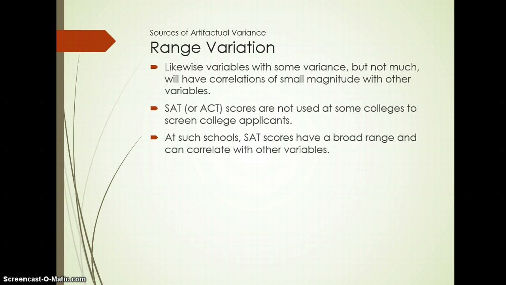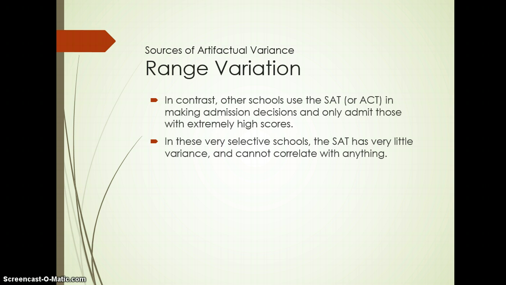So specifically, colleges that would not use them to screen applicants. In contrast, other schools use SAT scores in making admissions decisions and only admit those with very high scores. So this might be like an Ivy League school. In these more selective schools, the SAT would have very little variance and would not be able to correlate with anything. So imagine the greatest university on earth only takes people with perfect SAT scores. Well, SAT scores, of course, would not vary, and therefore they could not correlate with, for example, first semester GPA.